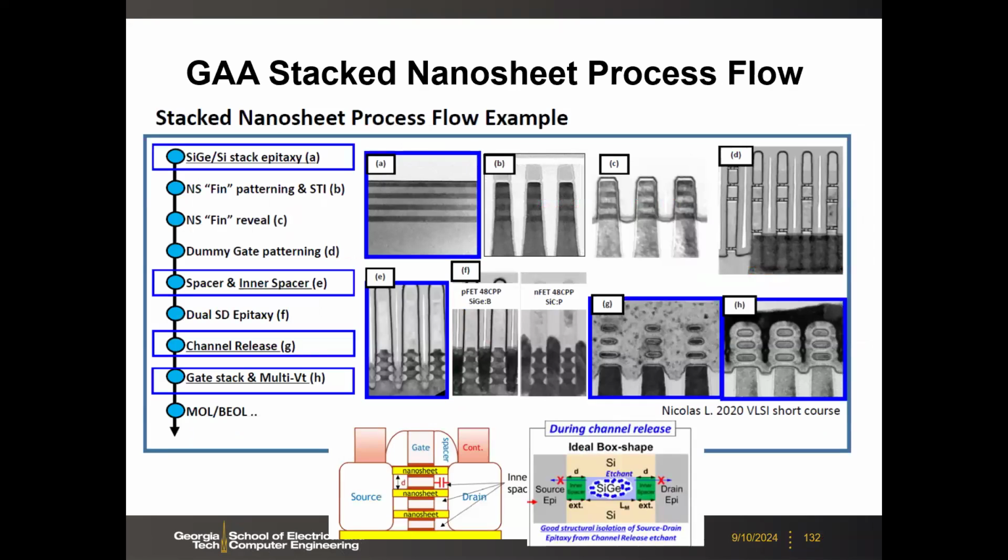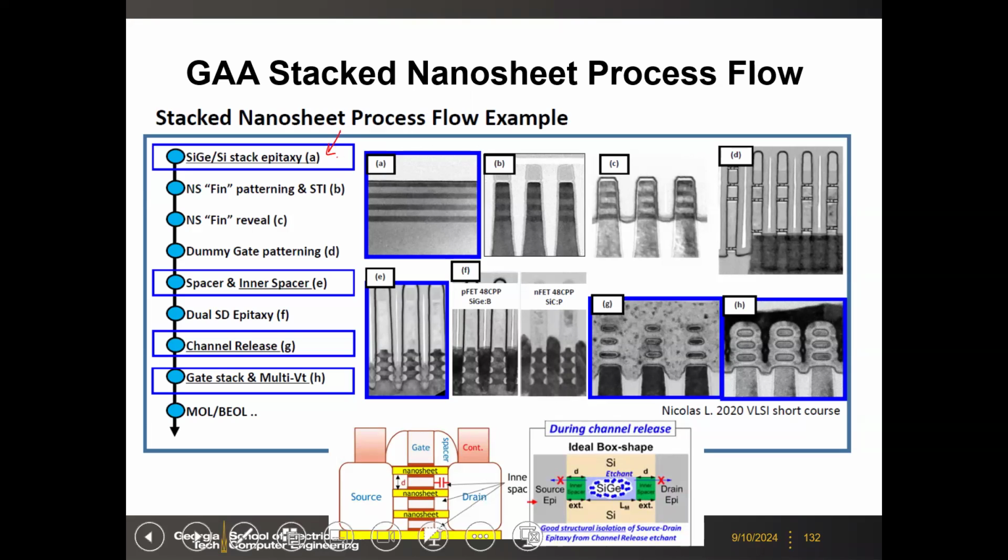So here are some more details on how to fabricate this stack nanosheet. It's complicated, but I just want to give you some high-level overview. The very important key for the fabrication is the first step, silicon germanium and silicon epitaxial growth. This is the key, okay?